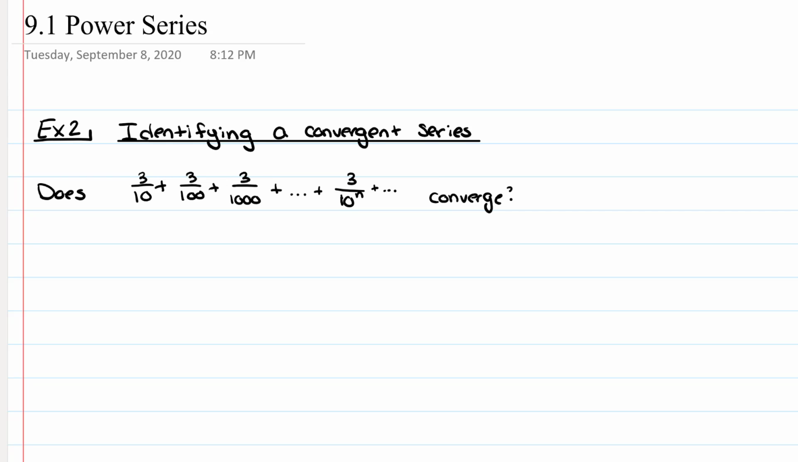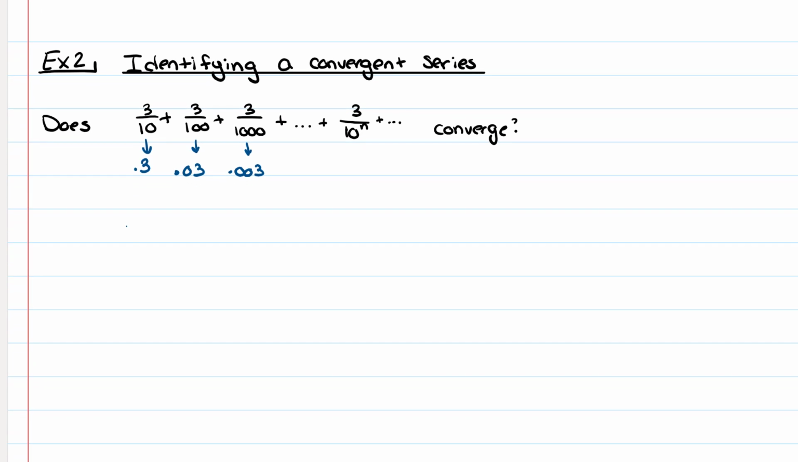So in order to do this, we have to basically start looking at the sums. Notice that 3/10 is 0.3, 3/100 is 0.03, 0.003, and so on. So each term you add another 0 in front of the 3. The sum of my first term is 0.3. The sum of the first two terms is 0.3 plus 0.03, which gives me 0.33.